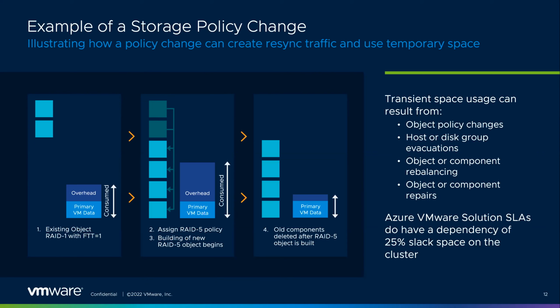And some of the reasons why we need that slack space is storage policy changes. So for example, like you see here in the slide, let's say I have an FTT1 mirroring component and I need to change it to erasure coding. It creates the new parity bit calculation and copies the data before it deletes the old data. So we need that overhead for these kinds of changes that will happen natively within vSAN, as well as things that just make vSAN run. So that's why we have that 25% slack space, and that's why we've got it as a requirement in the SLA.